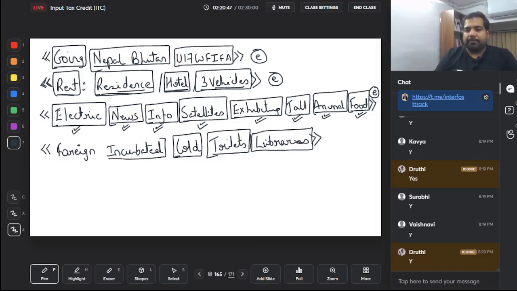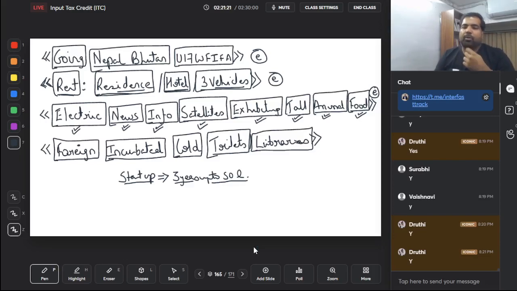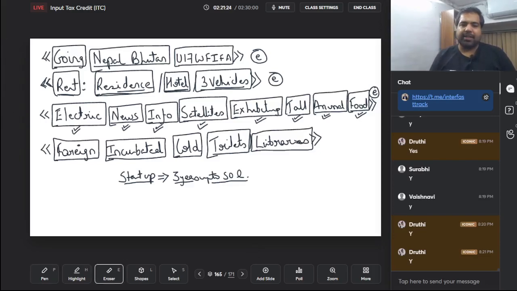Incubated, guys, means started. If the government has incubated or has given some startup any help, can the government also invest in startups? Yes. And if the government has invested in some startups, then they will be exempt for 3 years up to 50 lakhs every year. And last, any foreign embassies, consulates, UN offices, etc., when they provide services, is it exempt? Yes, it is exempt. So this brings an end to miscellaneous exemptions.